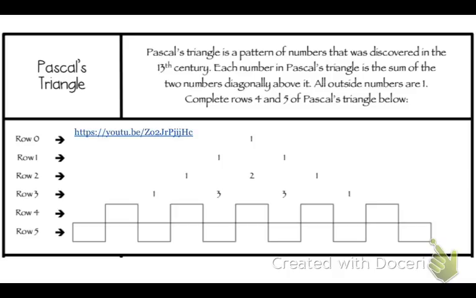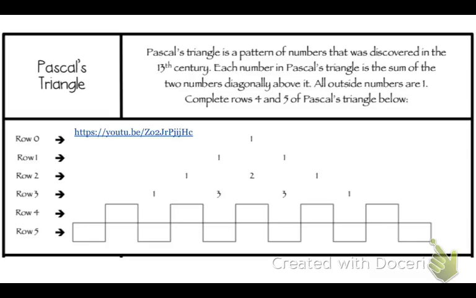So the first row, we don't call it the first row, we call it row 0, is just 1. Row 1 is 1 and 1. Row 2 is 1, 2, and 1, because 1 plus 1 is 2. Row 3 is 1, 3, 3, 1, because 1 is always on the outside, 1 plus 2 is 3, 2 plus 1 is 3, and then 1 on the outside.